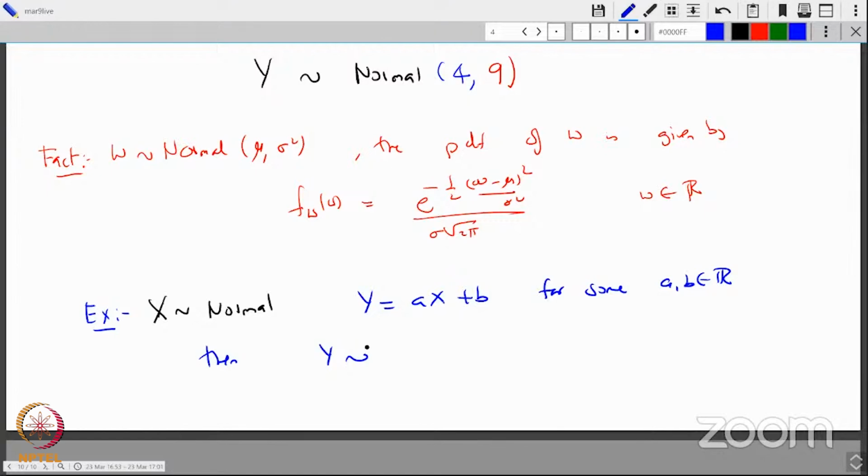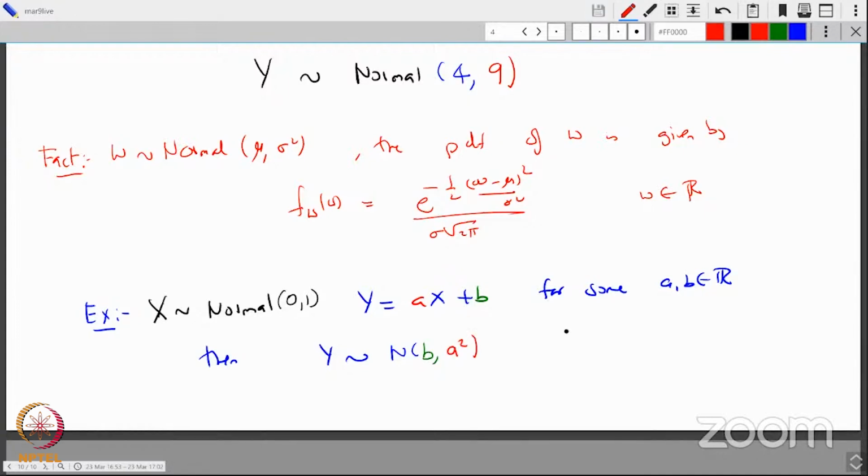Very good. So it's just normal. What happens is that if I scale the normal by a and shift it by b, the mean will shift. The mean will go to b, and the variance will be squared. That is normal 0, 1, I should say. Sorry about that. So the mean will shift by b, and the variance will be multiplied by a squared.